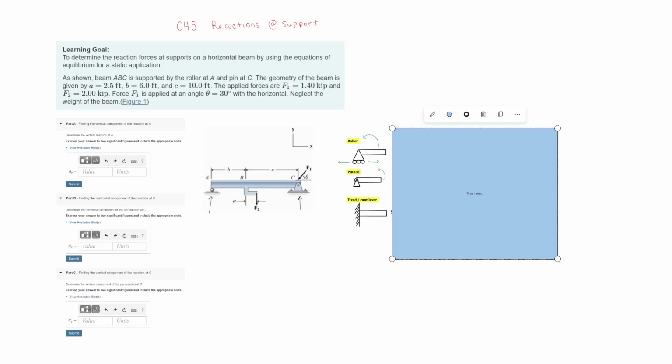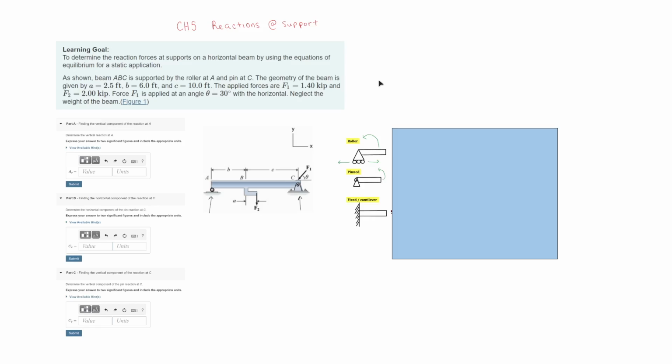Okay, so what we have here is chapter 5. These are reactions at supports. Okay, so what's a support? This is a support right here at A, and this is a support here at C. As you can see, these are different types of support. There's this one, and then there's this one, right? They're different. So what does that mean? Here you gotta look, and you're gonna see that there's different types.